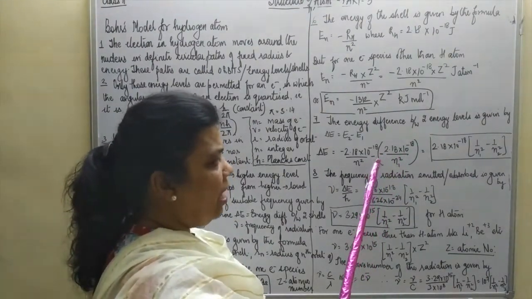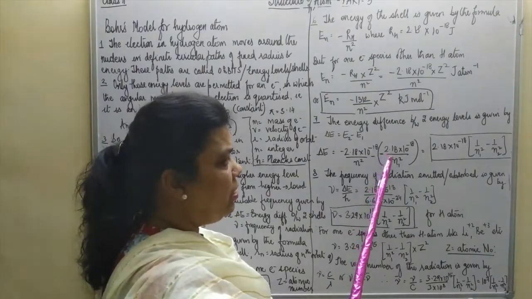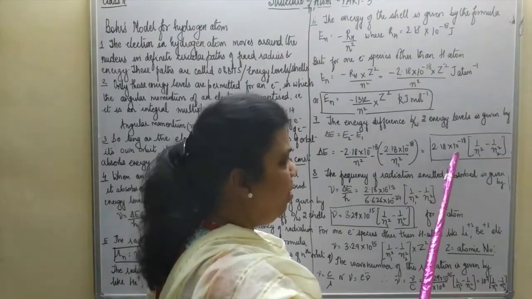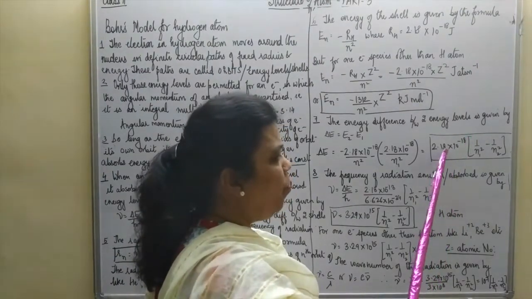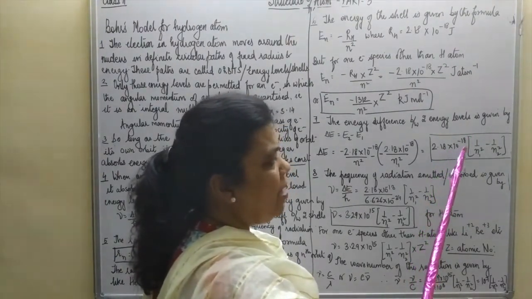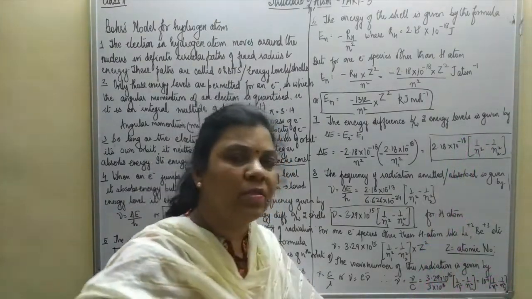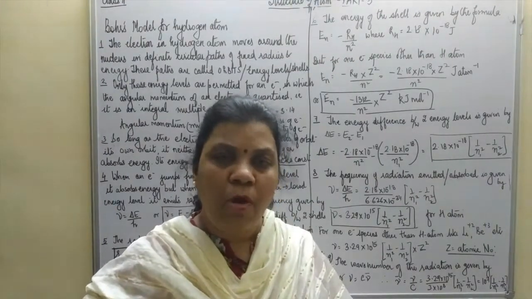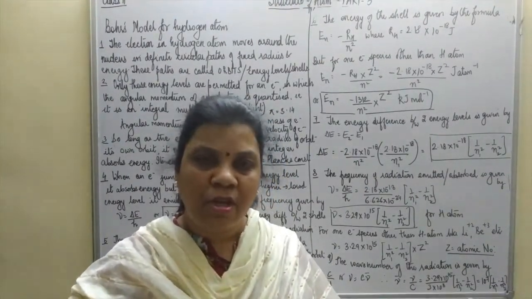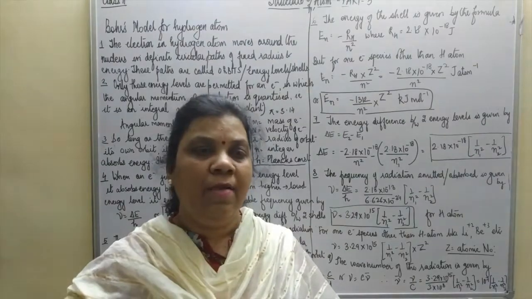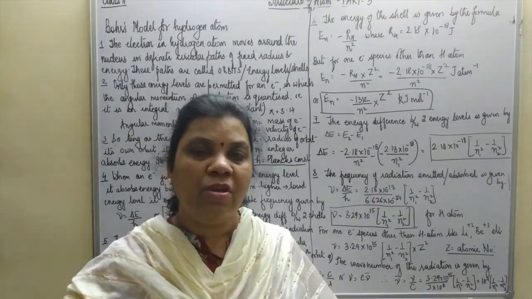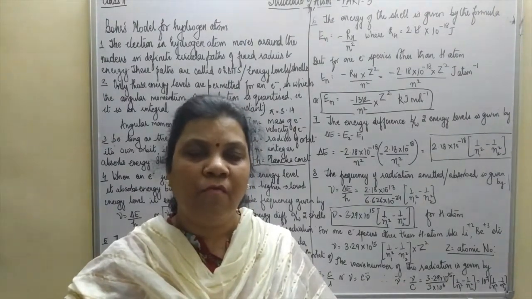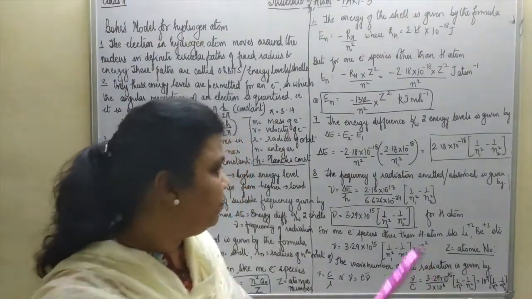So this negative and negative becomes positive. We take 2.18 into 10 to the power minus 18 common. So we have the formula 2.18 into 10 to the power minus 18, 1 upon n1 square minus 1 upon n2 square, which is the formula to calculate the energy difference, or the energy required for the transition of an electron from one energy level to another.